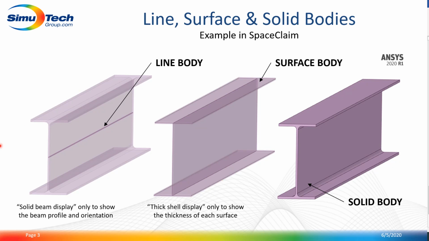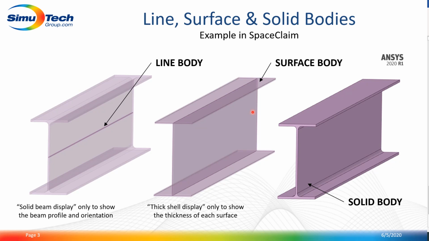On this slide, I simply want to depict some different geometry representations of the same H-beam. So from left to right, we can start with the line body. This is a line body representation of the H-beam using a beam element type. Note that the cross-section and moments of inertia will be considered in the equilibrium equations, but they are not part of the geometry. So here in SpaceClaim, I turned on the solid beam display only to show the beam profile and orientation, because in reality, we only have a single line body.